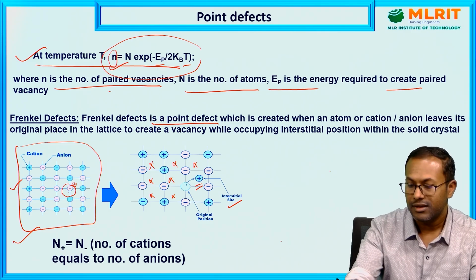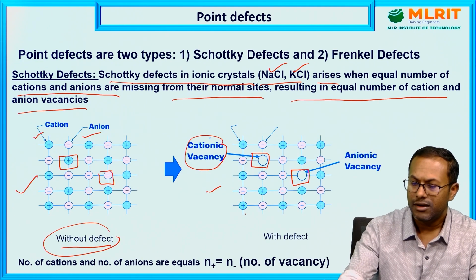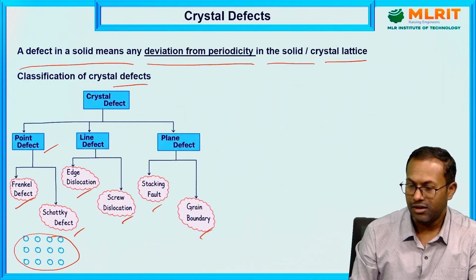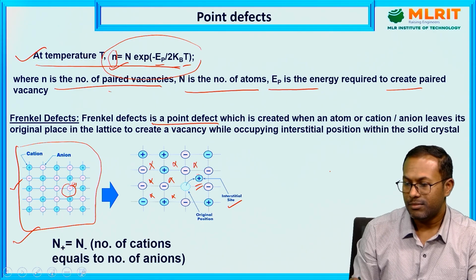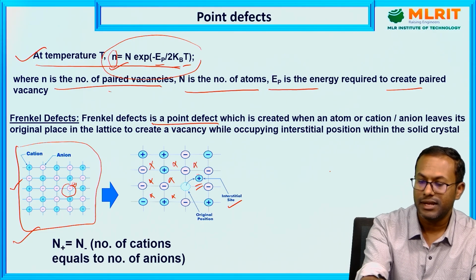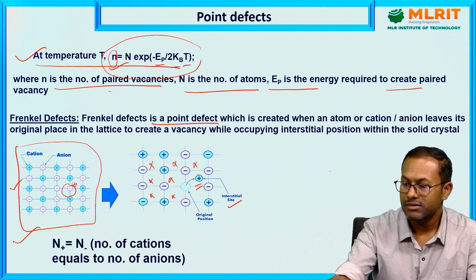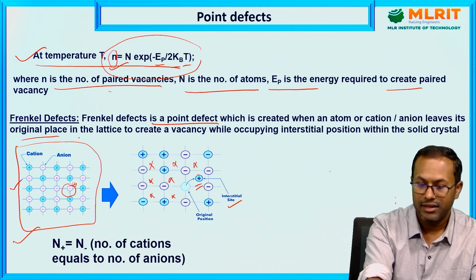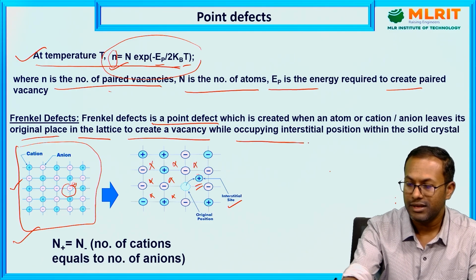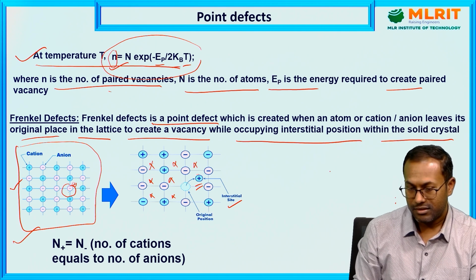That's why it is called a defect, and it is a point defect because any one point is misplaced and sits in the interstitial position. So this is the idea of the Frenkel defect. The statement is: Frenkel defect is a point defect which is created when an atom, cation, or anion leaves its original place in the lattice to create a vacancy while occupying an interstitial position within the solid crystal. This is the definition of Frenkel defect.